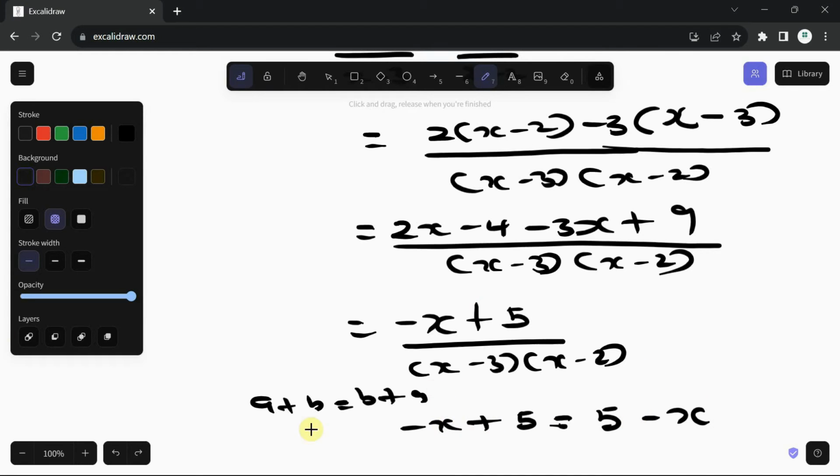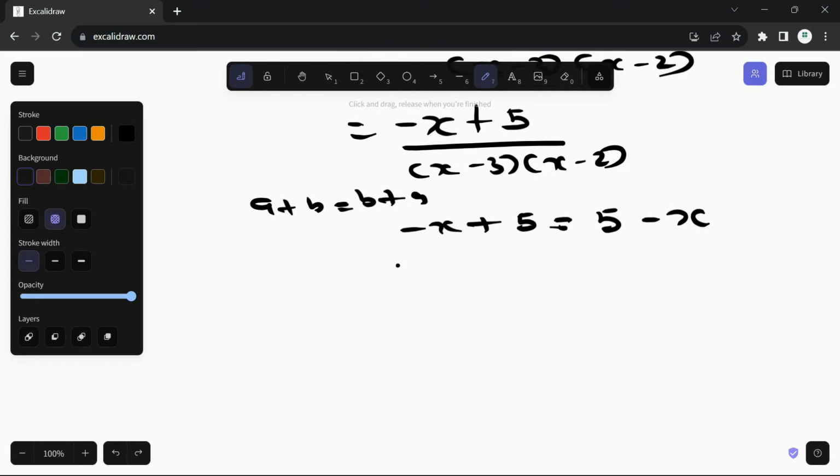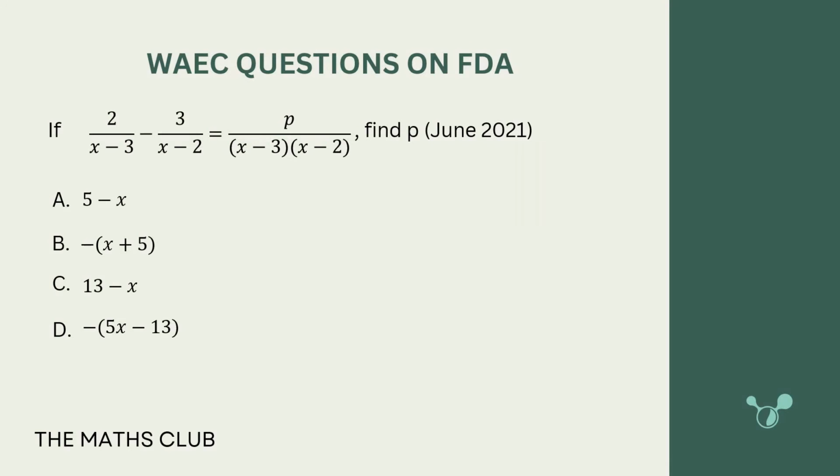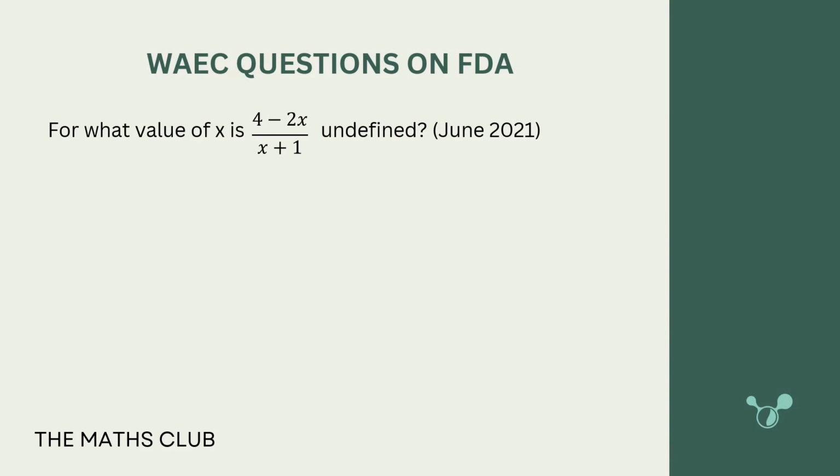Because how did I know this? If I said minus x plus 5 is equal to, I could say 5 plus minus x, right? But plus times minus is minus, so that is 5 minus x. So that's why I said 5 minus x. So that is our option A. Great. So let's see this particular question.